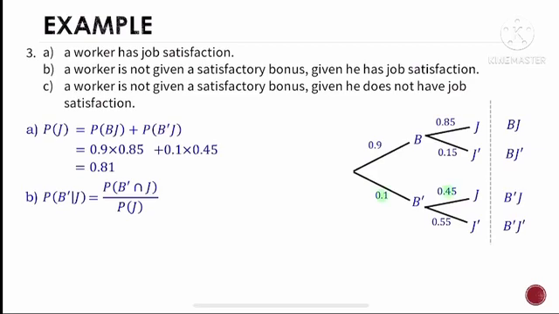Probability B prime intersect J is 0.1 multiplied by 0.45. Probability J we can get from question A. So now, calculate for the answer.